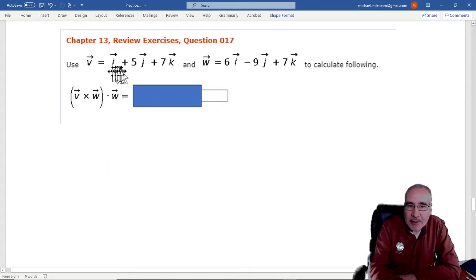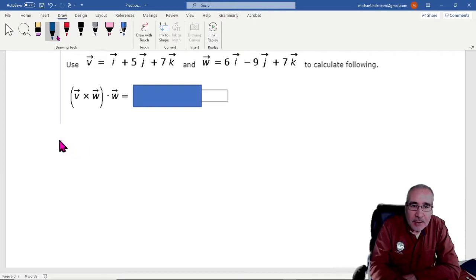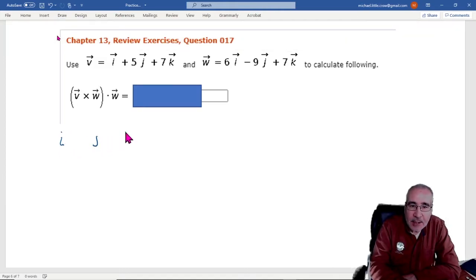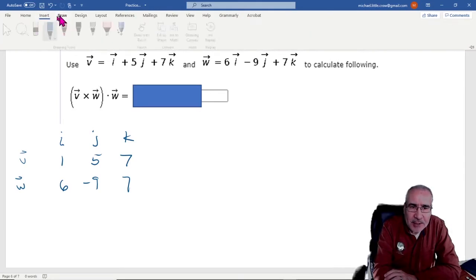So the cross product, again, just like we did, we set up a matrix. So we go with I, j, and k components. We've got for the v vector 1, 5, and 7. And for the w vector, we're going to have 6, -9, and 7. Now when these components of 7 are the same, it's telling us something. Okay, and so let's do that cross product.